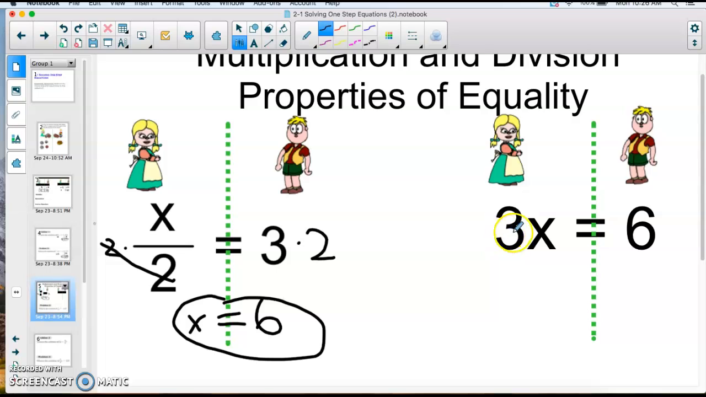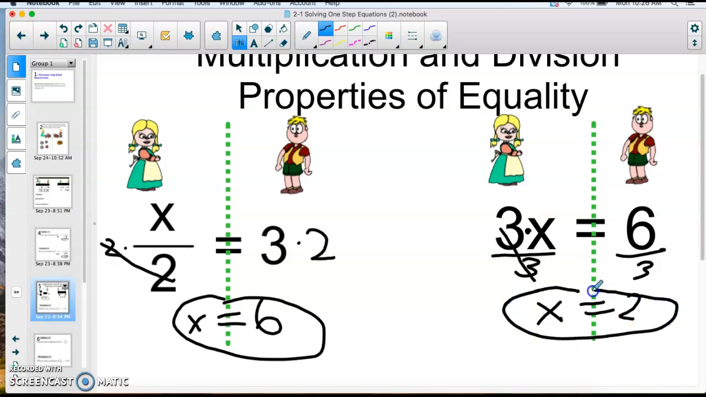Okay, here, remember there's a multiplication right in between the two. So 3 times x equals 6. So how do we undo multiplication? We have to divide, and they cancel each other out. Oh, sorry, we have to do it to both sides, remember? 6 divided by 3 is 2.